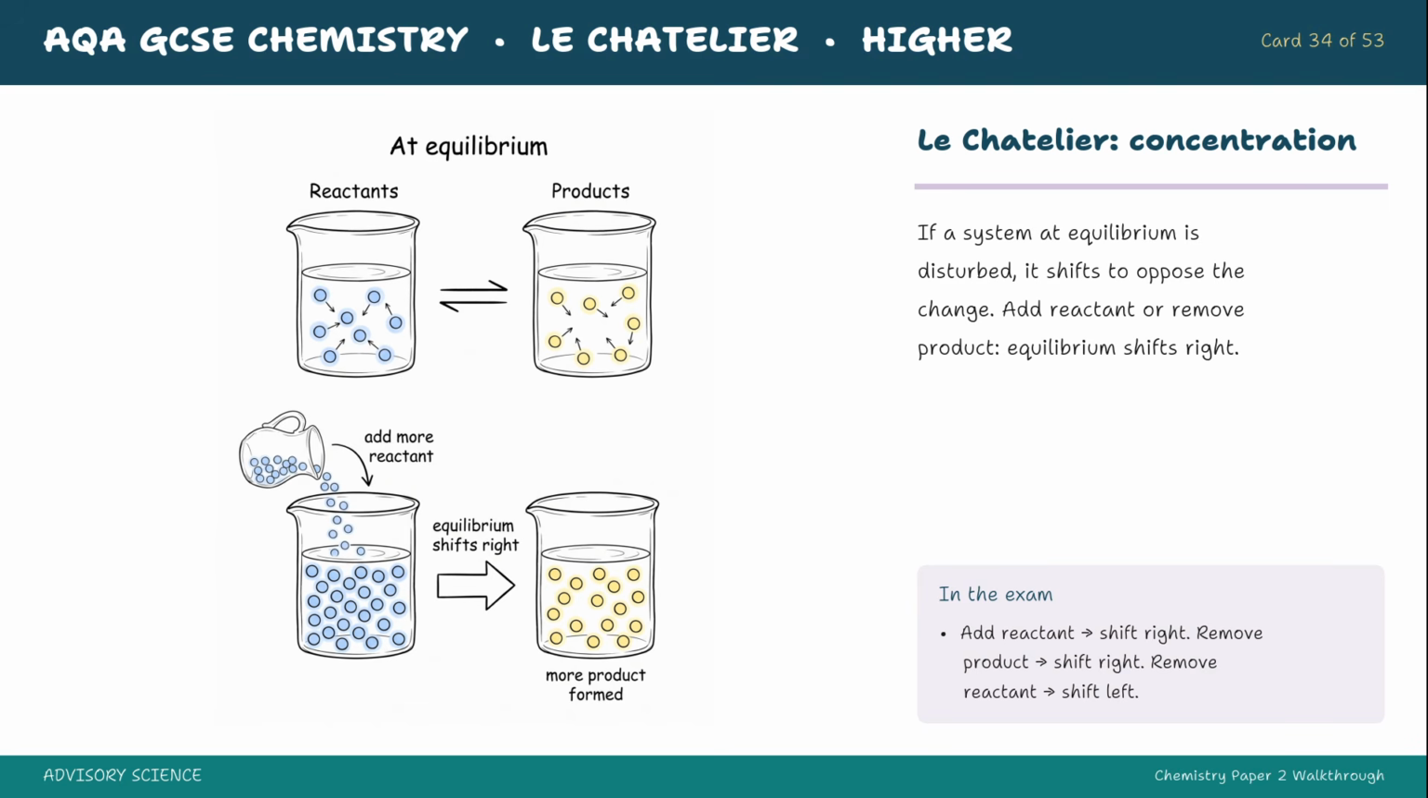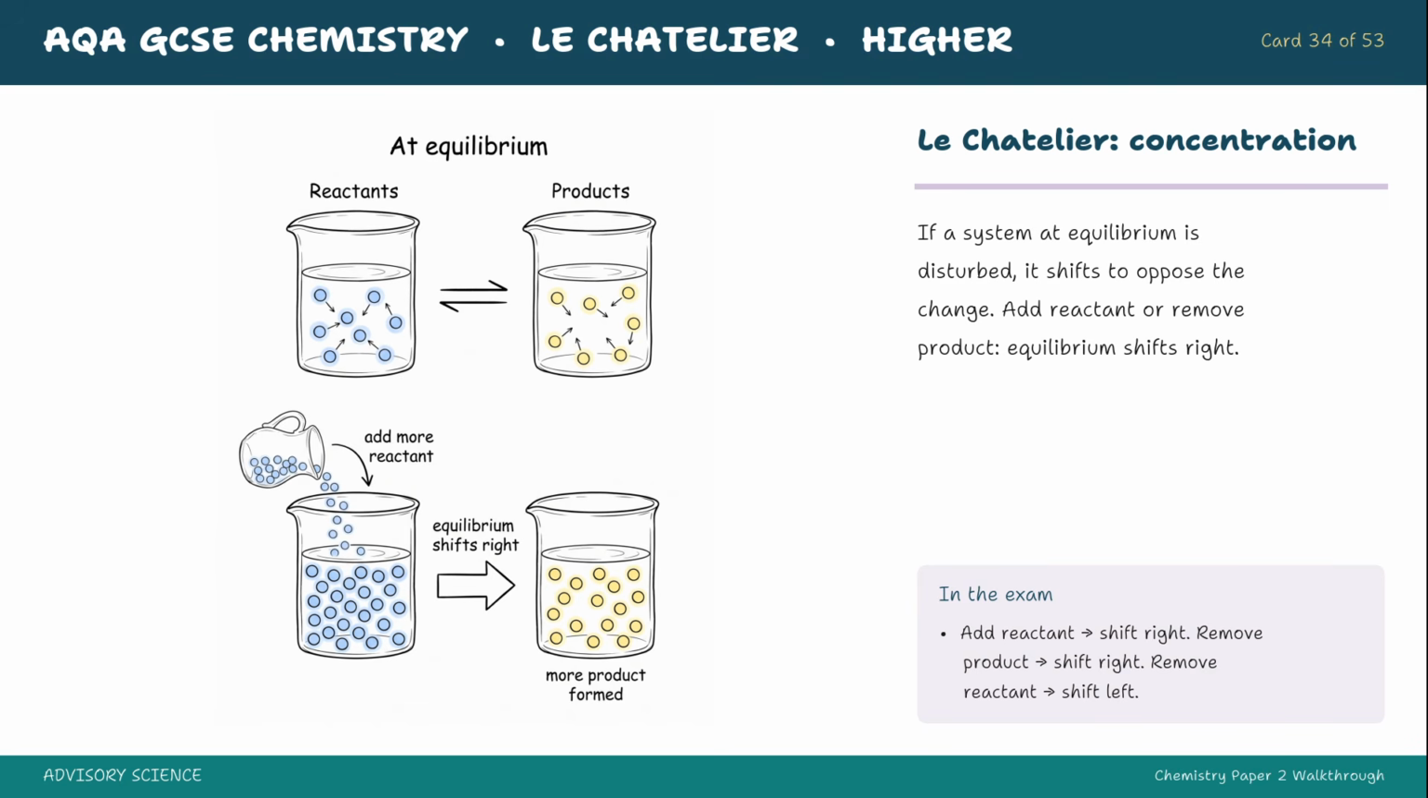Changing concentration. If you increase the concentration of a reactant, the equilibrium shifts to the right to use it up, so more product is made. If instead you remove or decrease the concentration of a product, the equilibrium also shifts to the right to replace it, again making more product. The system always moves in the direction that opposes your change, either using up what you added or making more of what you took away.